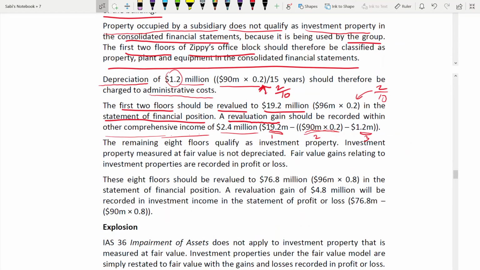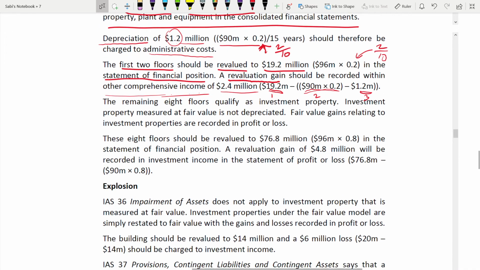So 19.2 is the revalued amount minus the cost and minus the depreciation, which is 1.2 million, which you have previously calculated also. Then 2.4 million, and this is the gain. It's a gain because from 19.2, what is 19.2? 18. So from 18 your value went to 19.2, for the first two floors. That's why 19.2 minus 18 minus the depreciation 1.2. That is the formula for finding the revaluation gain, and that gain will go to OCI.